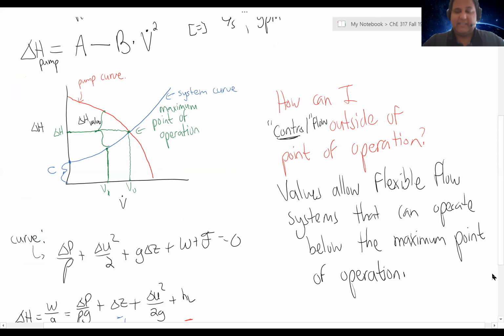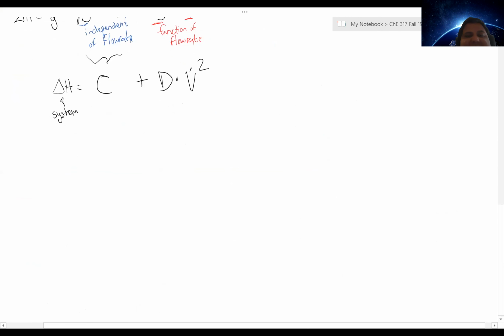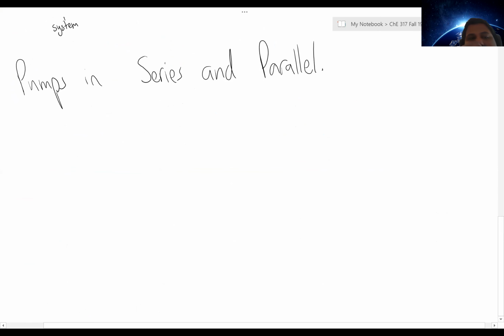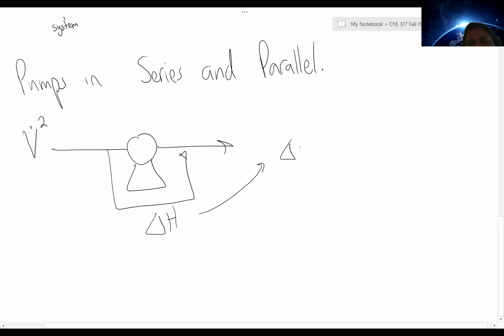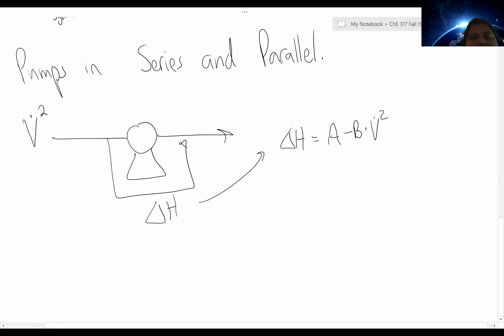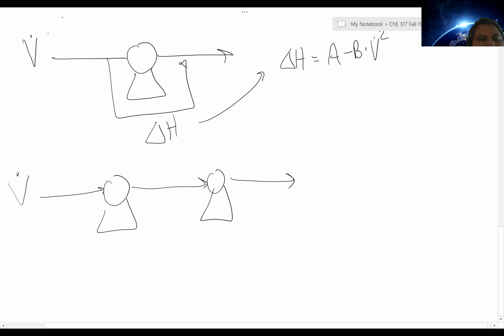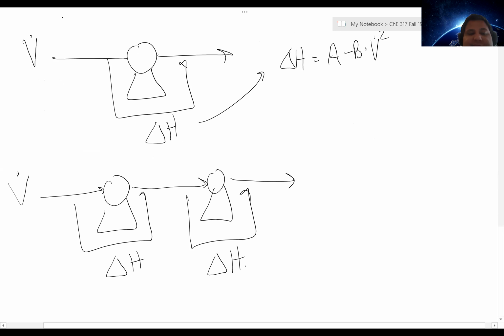When it comes to pump curves, one thing we have to talk about, especially as it pertains to your homework, is the considerations for pumps in series and in parallel. So if I have a single pump at a given flow rate, I know there's some head applied, delta H, which follows the function that we had, right? A minus B times V squared. And if I were to have two pumps in series, for that same flow rate, those pumps are going to apply that same delta H to that fluid.